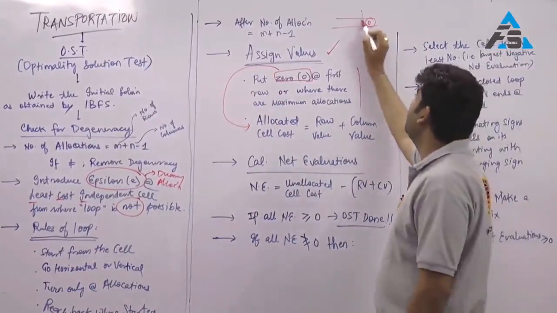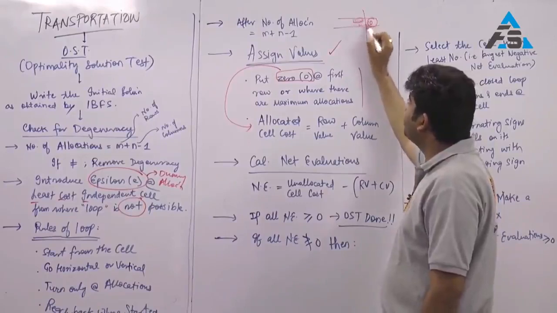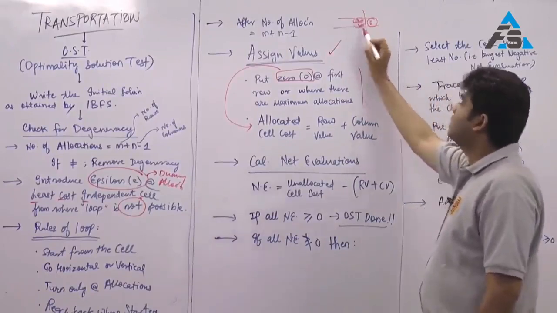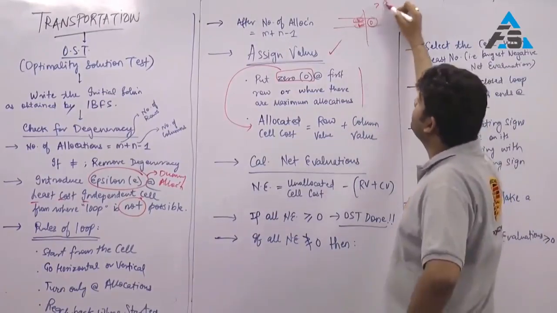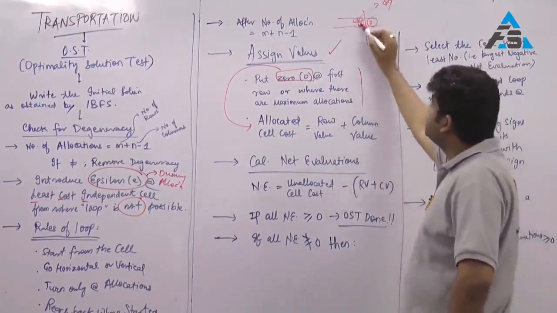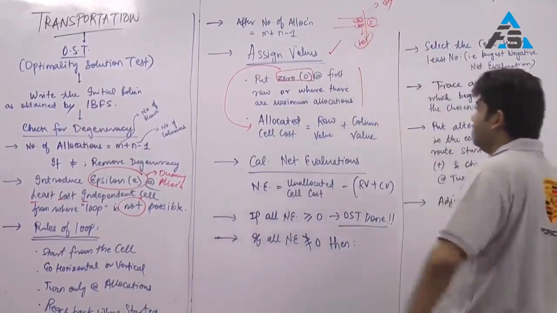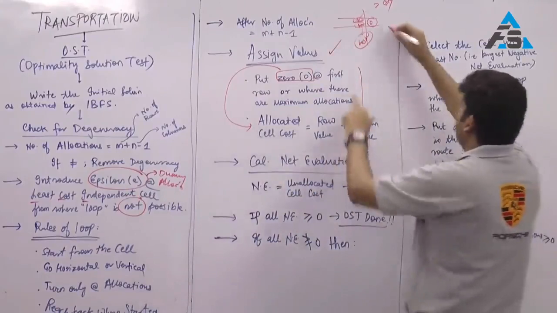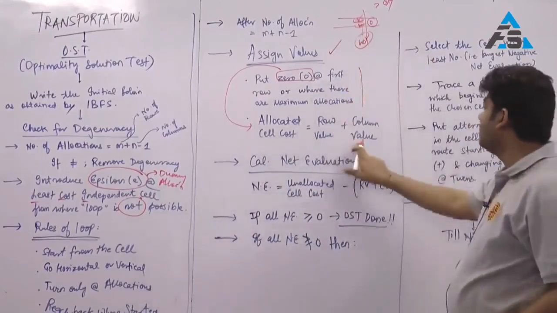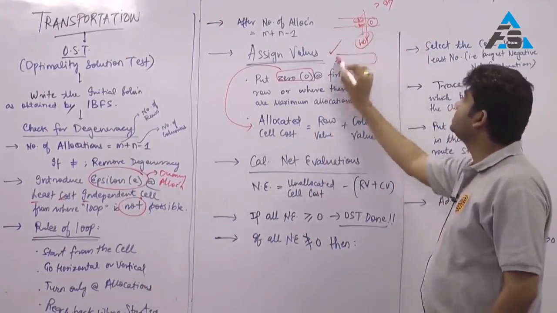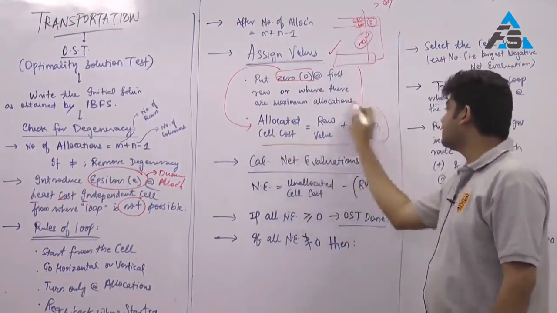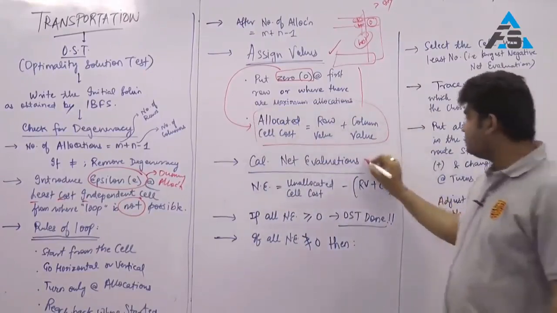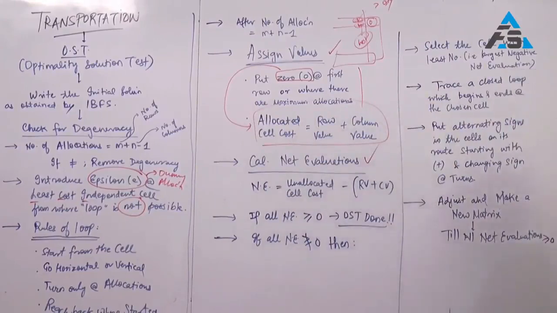So if there is an allocation somewhere, then that allocated cell cost, this is an allocation, this is the cost of that allocation. So allocated cell cost, this allocation basically is the quantity that needs to be transported. This is your cost per unit, that is cost per quantity. So allocated cell cost is equal to row value plus column value. So you will have to check for row value and column value. You will then complete this whole assignment of values using this fundamental: allocated cell cost is equal to row value plus column value.